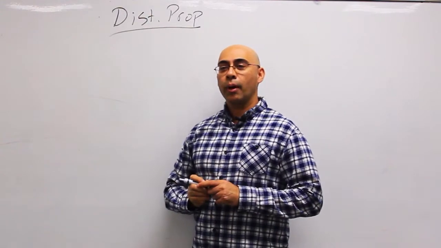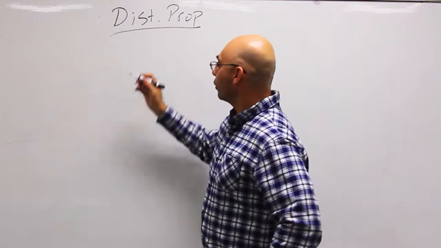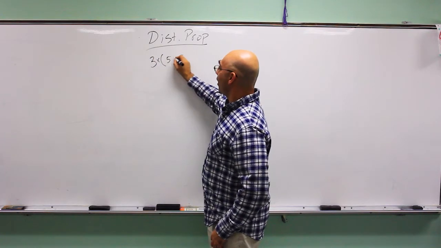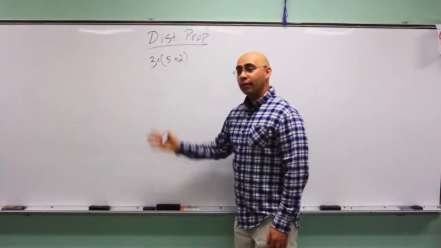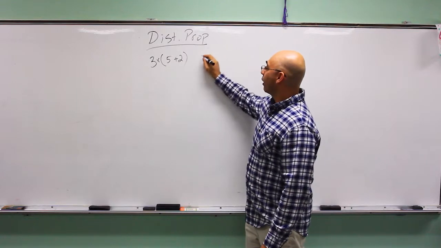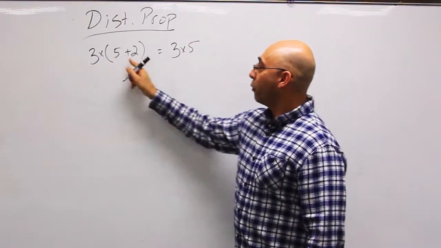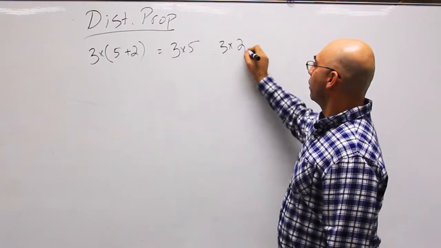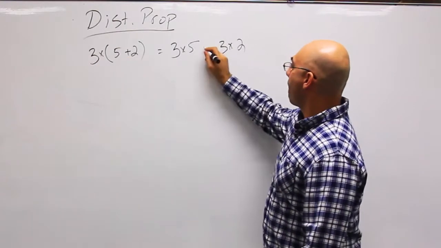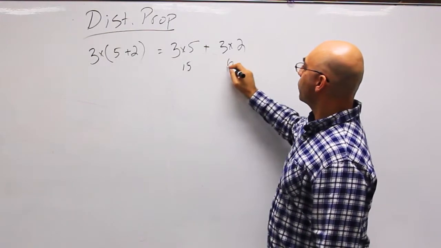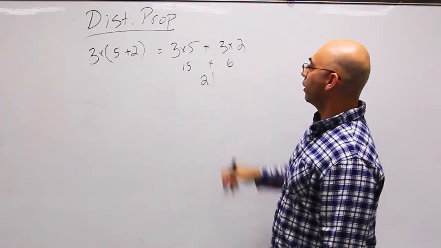Now the distributive property, if you remember from your childhood, if you multiply 3 times 5 plus 2, that's the same thing as writing 3 times 5 and then 3 times 2, and then you're adding them together, just like that. 3 times 5 is 15, 3 times 2 is 6, you add it together, you get 21.